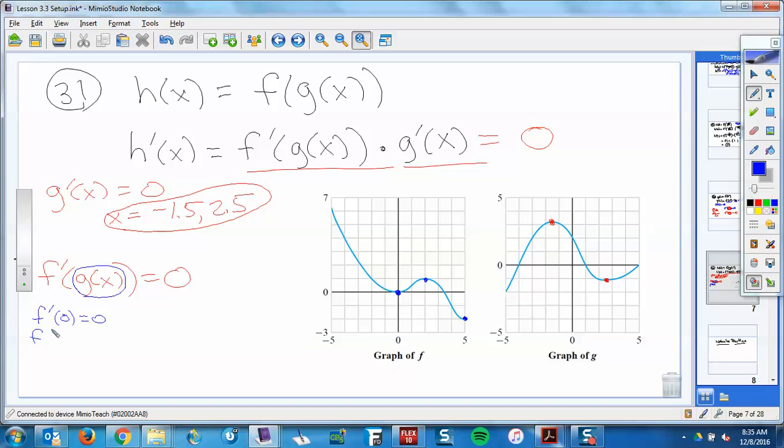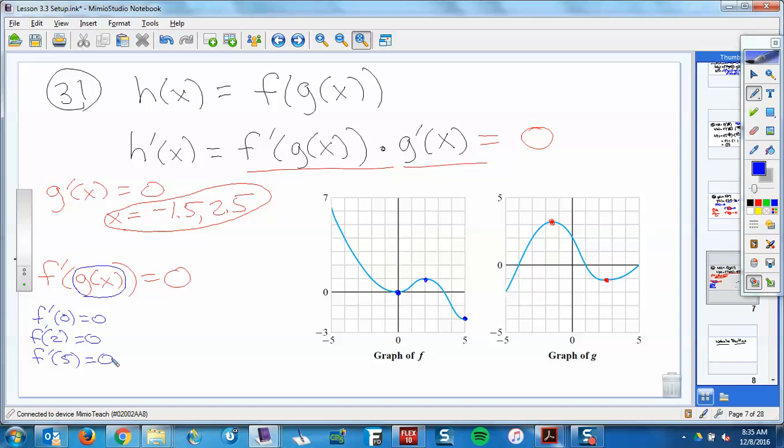It looks to me like f prime of 2 is 0. Would you agree with these statements? And it looks to me like f prime of 5 is 0. Right? Would you agree? Okay. Well, so what does that mean? That means in the parentheses here, we need to get 0, 2, or 5.